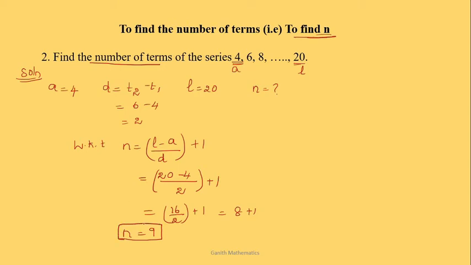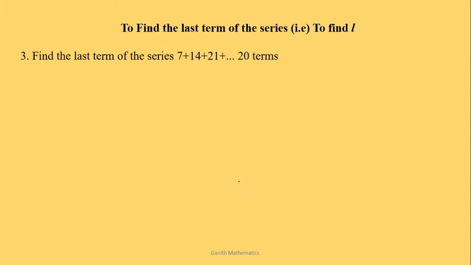Okay. Next we are going to use a similar problem. So find the last term. If you want to find the last term of the series, what will you do? That we are going to see. So solution: we are going to find L, and we are going to extract the terms which we know. Our A is equal to 7 because it is the first term, and our D is equal to T2 minus T1, that is 14 minus 7, that is 7. And they have given 20 terms, so our n is also 20.